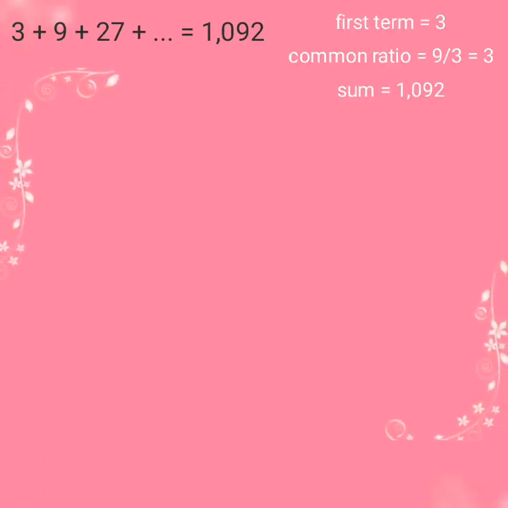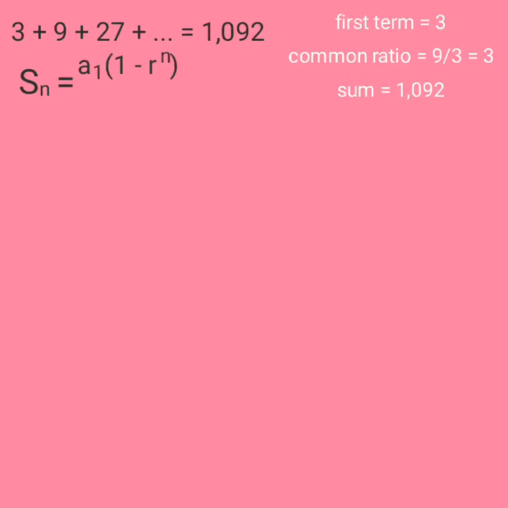Since first term is given, which is equal to 3, the common ratio is equal to 3, and the sum is equal to 1,092, we can use the formula for the sum of a geometric sequence, which is S of n is equal to the first term times the quantity of 1 minus r raised to n all over 1 minus r.